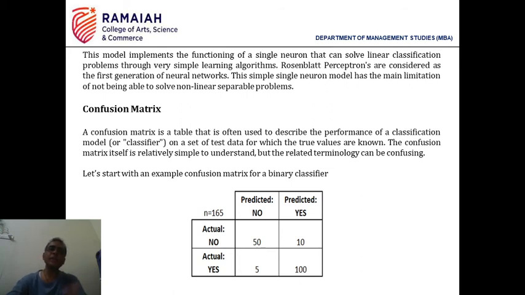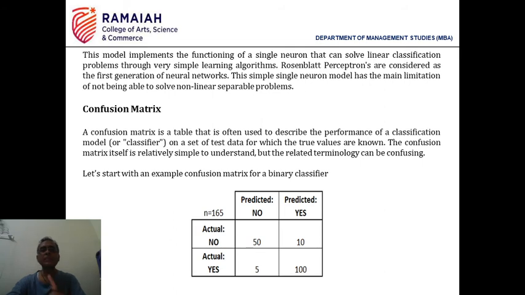A confusion matrix is a table that is often used to describe the performance of a classification model, or classifier, on a set of test data for which the true values are known. The confusion matrix itself is relatively simple to understand, but the related terminologies can be confusing. Let's start with an example confusion matrix for binary classification.